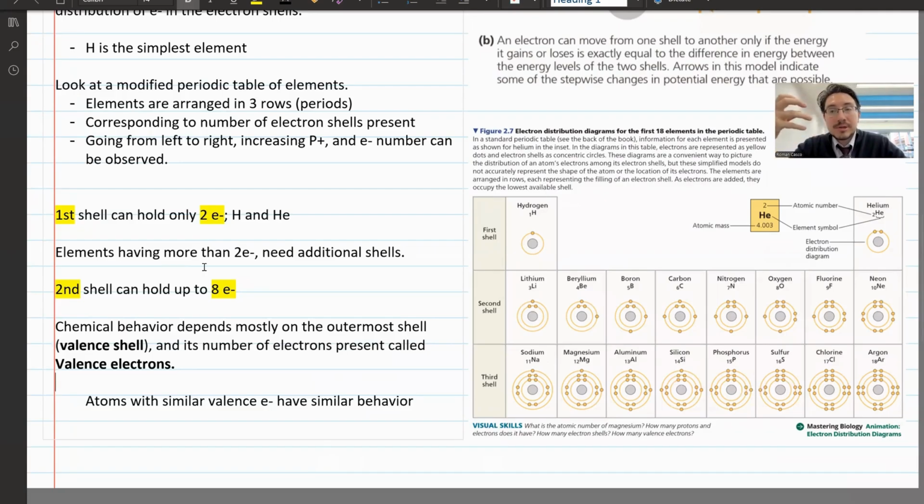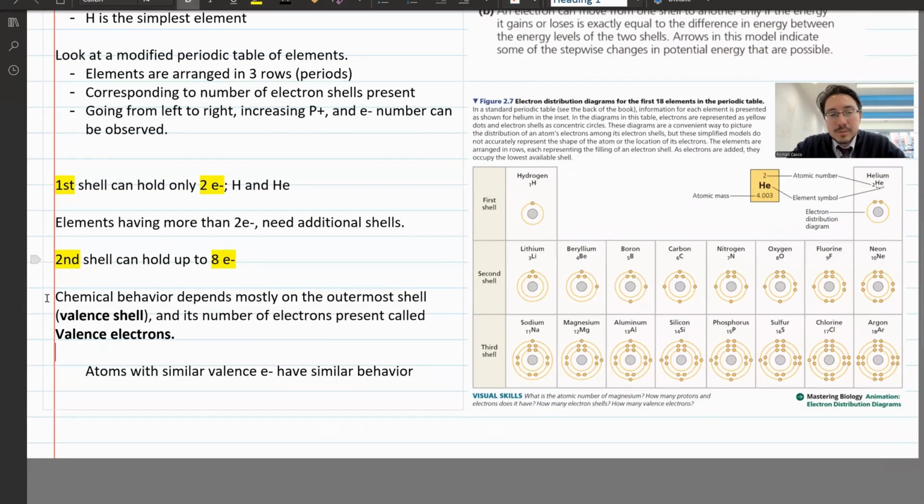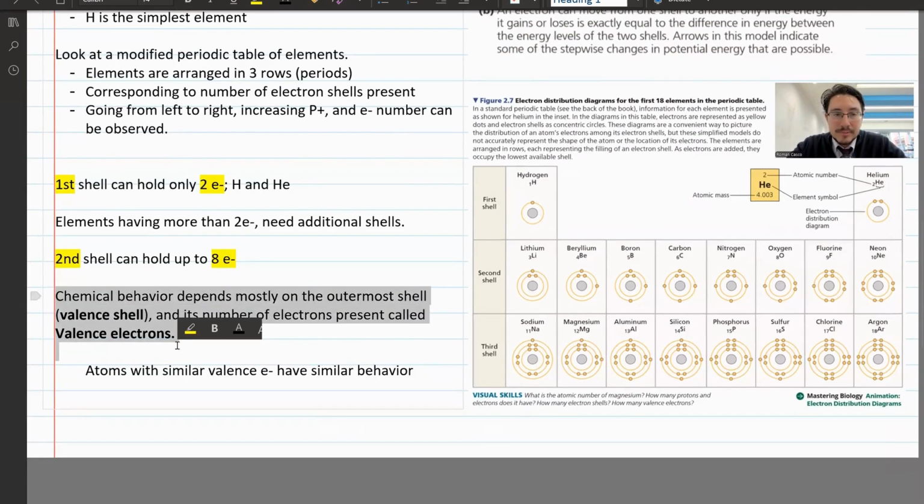If you have more electrons, you need to have the next level shell, the second shell. Here you can see this row of elements that all have two shells, the first shell and then the second shell, and then you can start filling in the electrons in that second shell. The second shell can hold up to 8 electrons. And this is an important thing to note here.